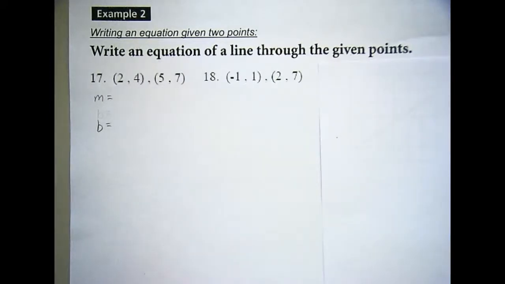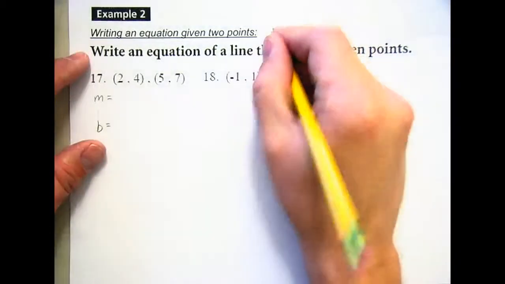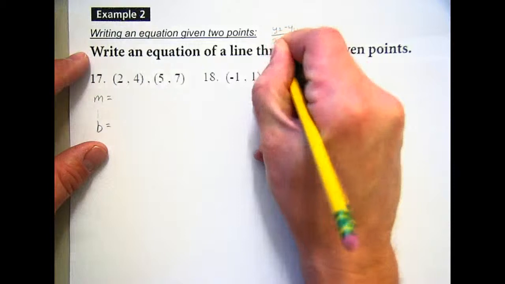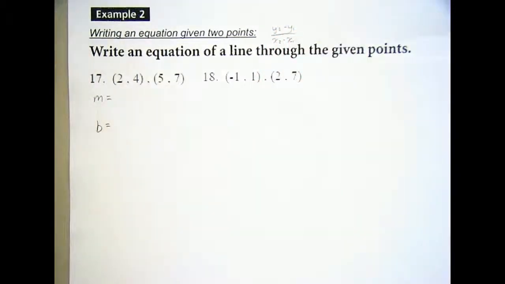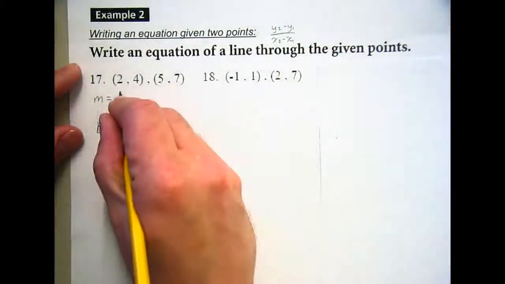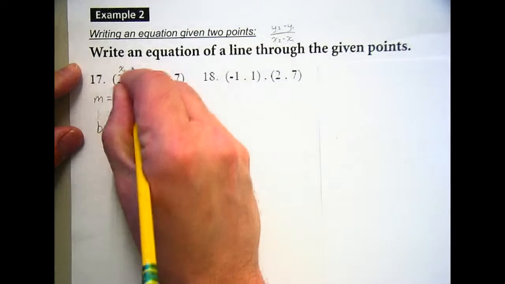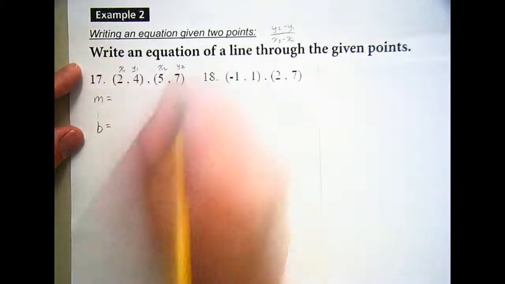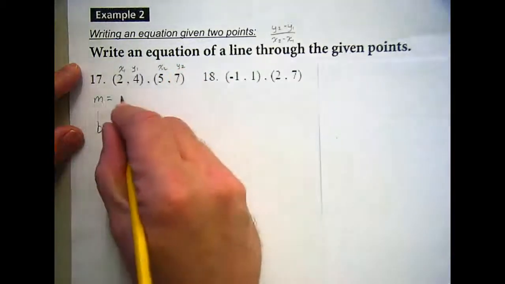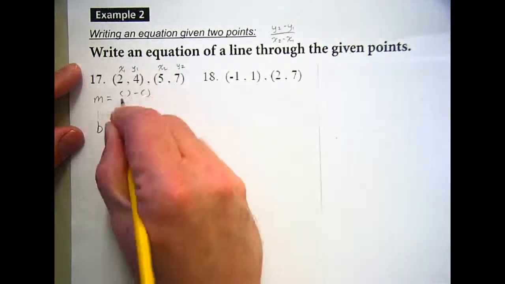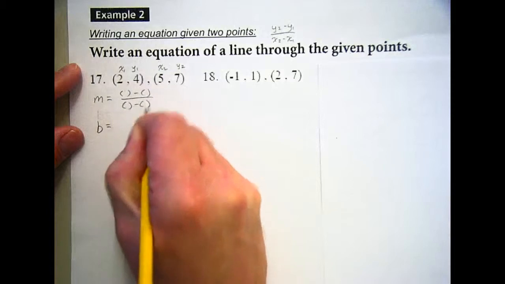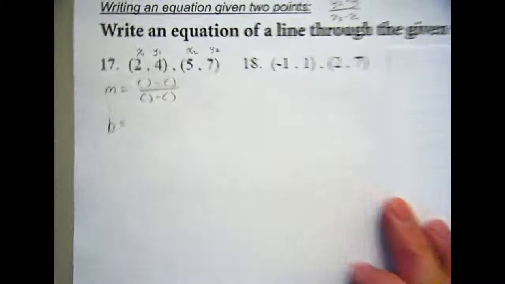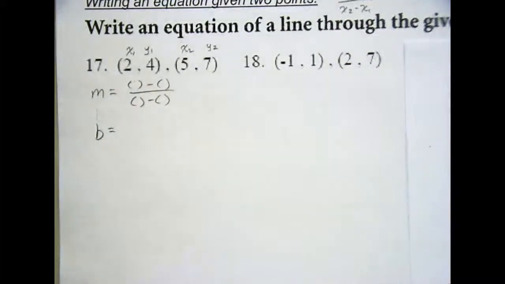Go ahead, Caden. You got y minus y over x minus x, or y2 minus y1 over x2 minus x1. Okay, so we've got our first x, our first y, our second x, our second y. All right, and we just have our 4 pieces on our slope train there. So we just plug in the pieces, right?